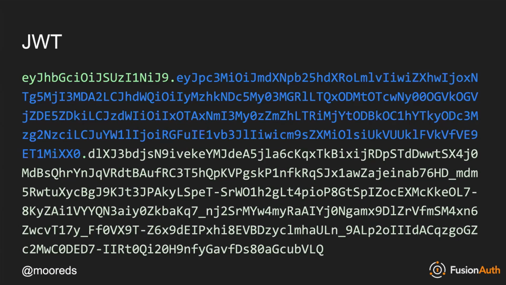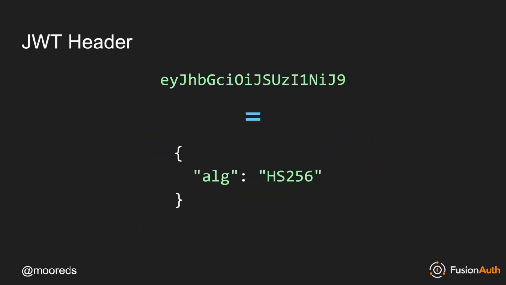There's 3 parts to every JSON Web Token. You have the header, which is the green. You have the payload, which is the blue. And then you have the signature, which is the tan. So they're separated by periods. And each of these is URL encoded.